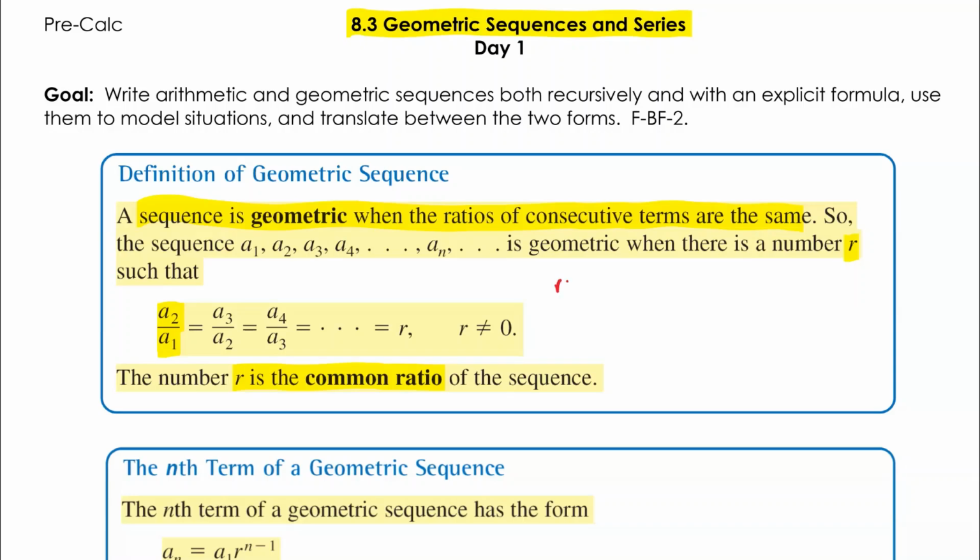So the common ratio, just like the common difference, we do the final value divided by initial. And remember, with the difference, it was final minus initial. So with the common ratio, it's final divided by initial. So if we wanted to look at some term values, we would do like a sub 5 divided by a sub 4.